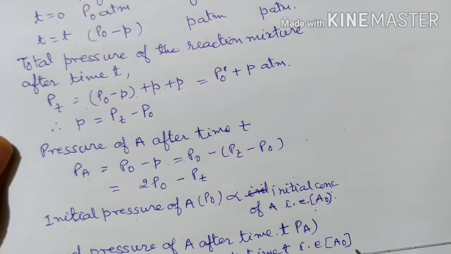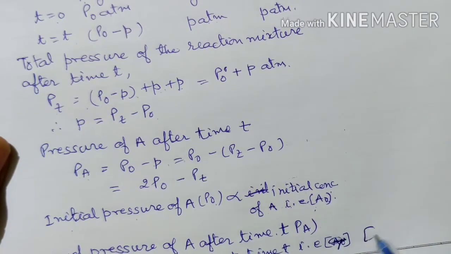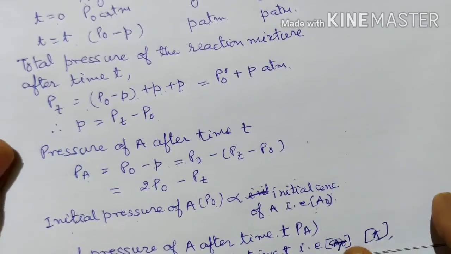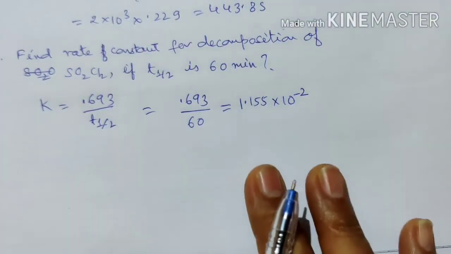Clear? So we can write here the pressure after time T is represented by P, and the concentration at time interval T is represented by A. So now we can find out the pressure for the reaction.